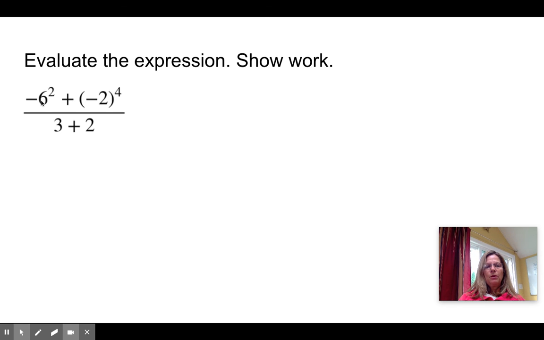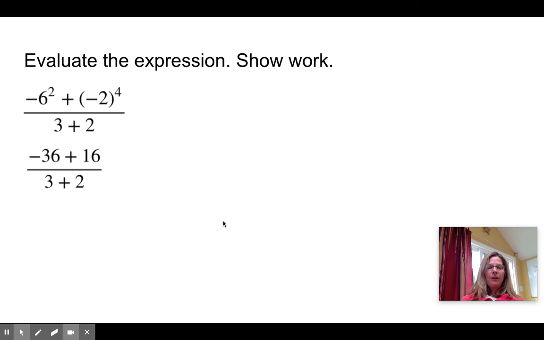Let's do the 6 squared, which is 36, but then it's the opposite of 36. Be careful on this first term, okay? I'm not squaring negative 6. I'm squaring 6 and then finding the opposite of it. So I found the square of 6, which is 36, and the opposite of 36 is negative 36. And then I evaluated negative 2 to the 4th power, which is positive 16.